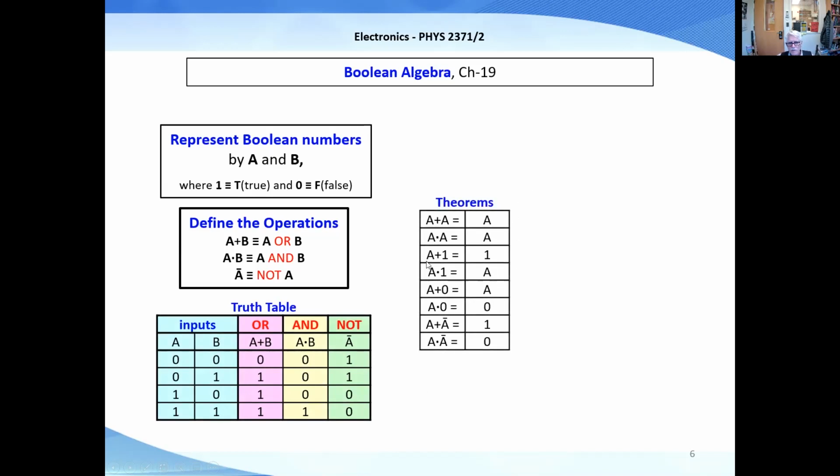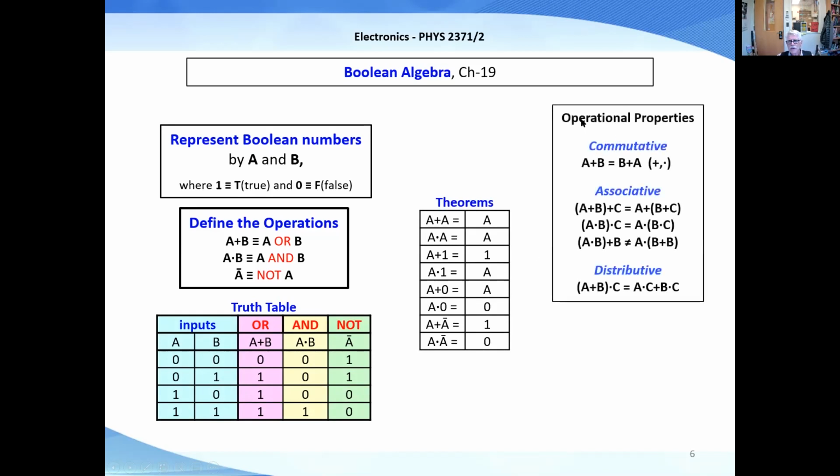Okay, and you have some theorems. I won't spend much time on this, but you have some operational properties of these operators that you can commute. That is, it doesn't matter if you use A first and then B, or B and then A. This works for both plus and times, or and and. So that works whether you do one first or the other, doesn't matter.